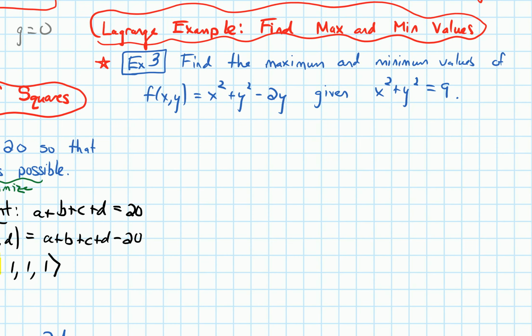In this video, we are going to do another Lagrange multipliers example. So the example says, let's find the maximum and minimum values of the function f of x comma y equals x squared plus y squared minus 2y, given that x squared plus y squared needs to be equal to 9.